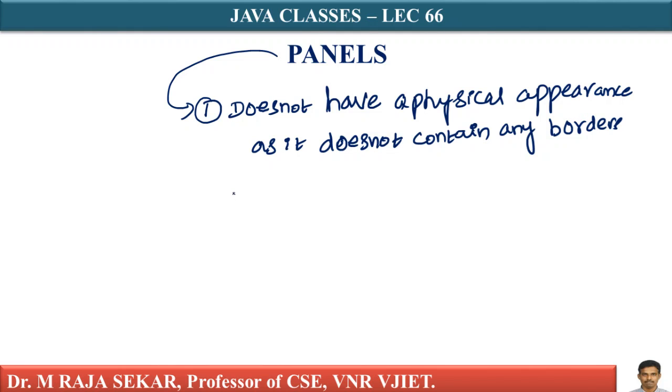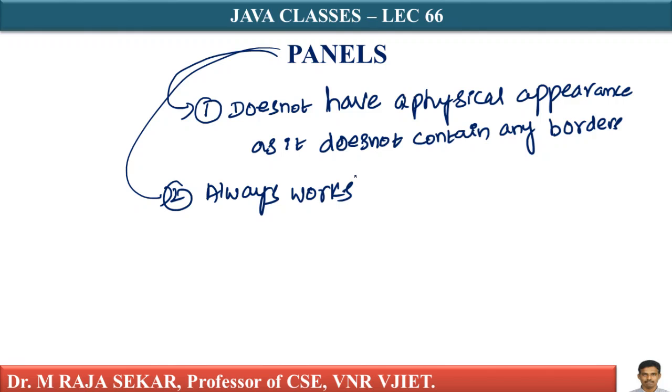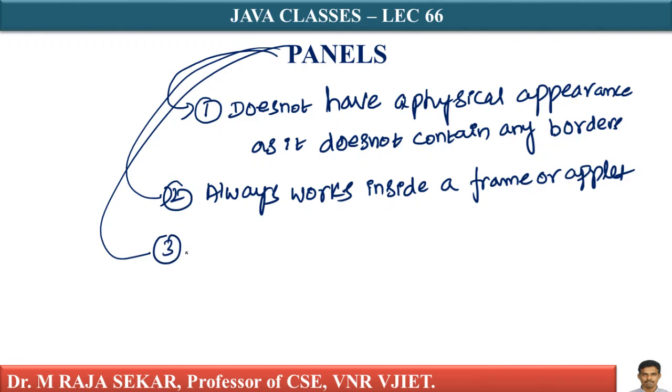For this reason, panels cannot act independently and always work inside a frame or applet. That is the second point: a panel cannot be a top level window. We will try to understand all these points with the help of a simple Java program. For the time being, just remember that a panel cannot be a top level window.